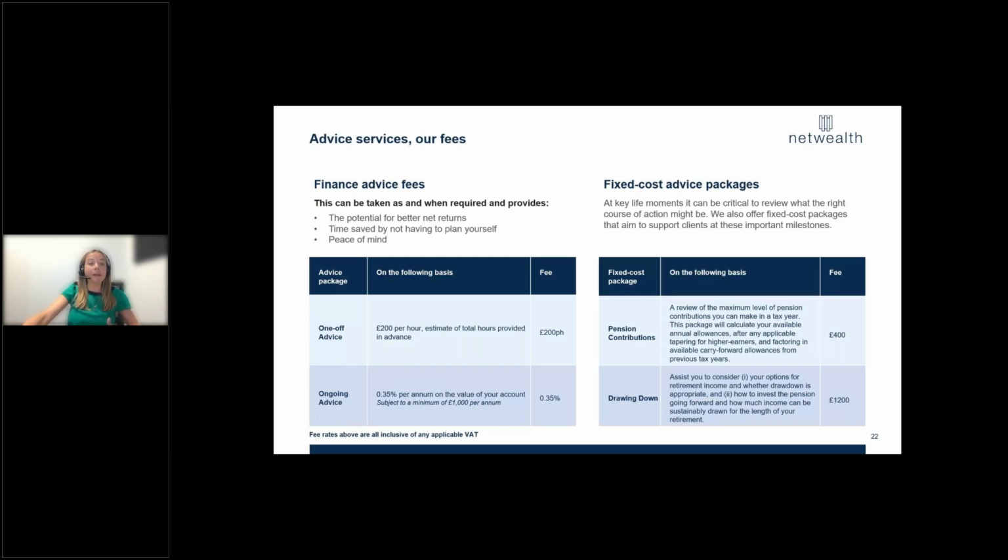And these will always be a one-off fixed fee. So it's a pre-agreed cost. You'll be aware of it before any work is entered into, and you'll be comfortable paying it because you would have agreed it by signing our advice agreement. So you'll always know what it is before the work is being delivered to you. Our ongoing advice fee is a percentage of the value of the investments you hold with us and is subject to a minimum of £1,000 per annum. But again, we can provide much more detail on how these apply to you specifically in our one-to-one follow-up sessions.